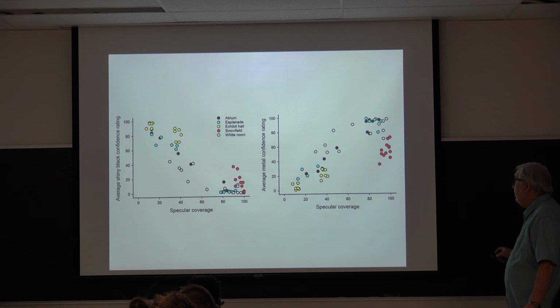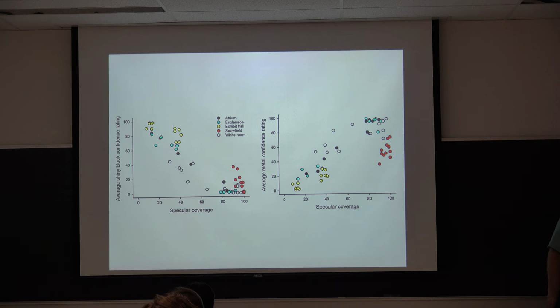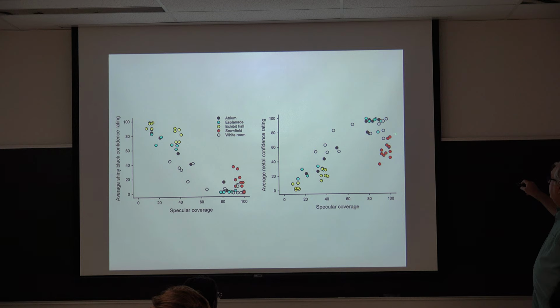The metal ones' ratings are a little bit dicier. For most of the light fields, you get a very high linear correlation, but you see these red ones here, they're from that Snowfield light map. So that's this one here. What happens here is you get very high coverage, but you don't get really high metalness confidence. You see that in the responses: high specular coverage, but the metal responses are lower here. That's because it's switched over to shiny white instead. So there's a wrinkle that this model doesn't completely account for, but as a first pass, it's a pretty good model.